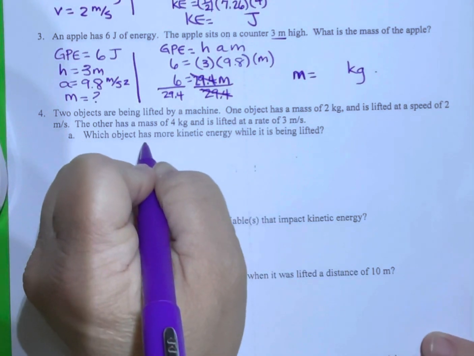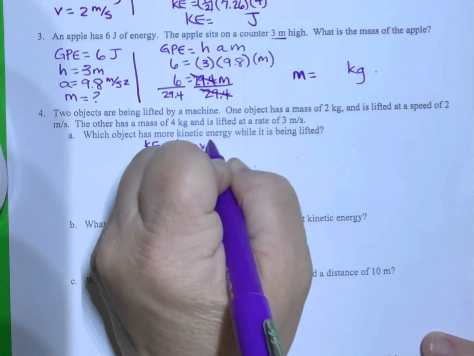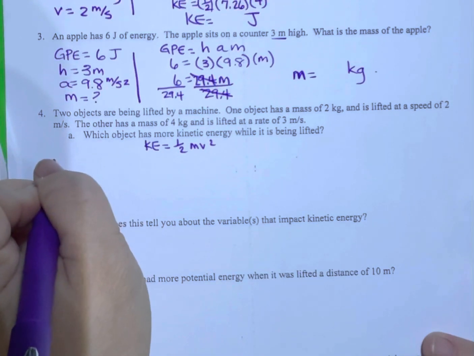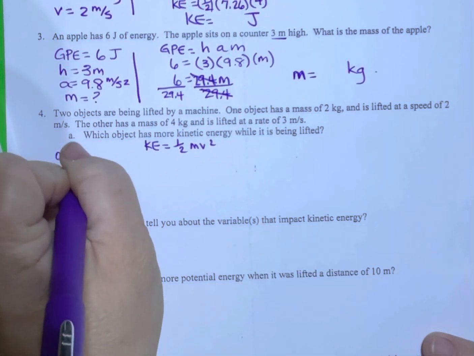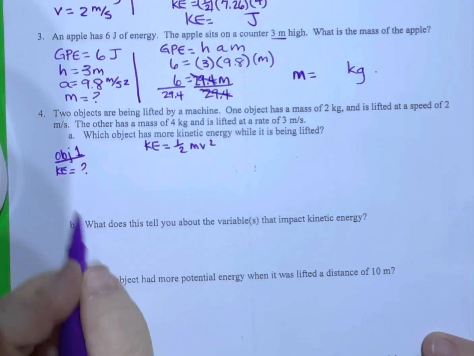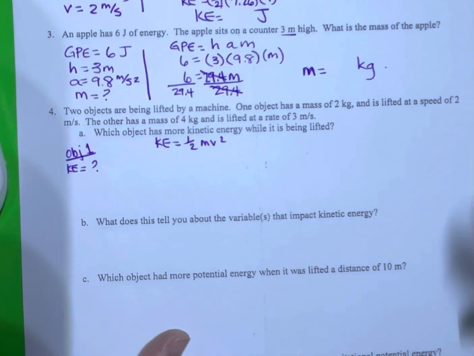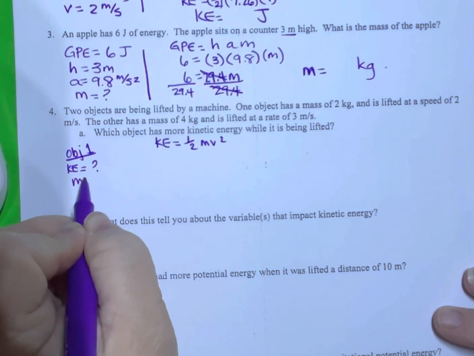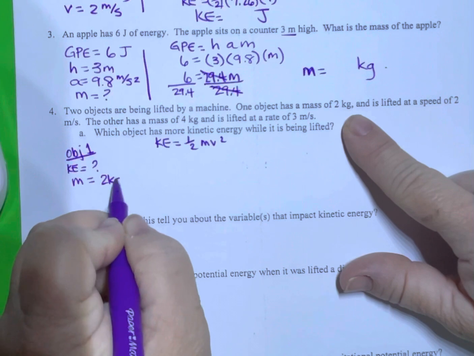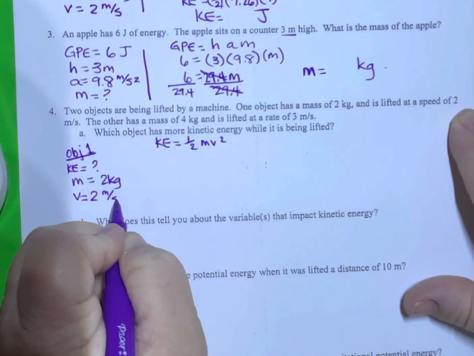So first, let's write out our kinetic energy formula. Kinetic energy is equal to 1/2 mass times velocity squared. Okay, now let's write out what we know for object 1. The kinetic energy, we don't know. They're asking you to find out what it is, so I'm going to put a question mark. The mass of the first object is 2 kilograms. And the velocity of the first object is 2 meters per second.